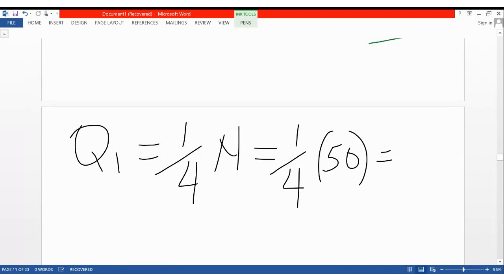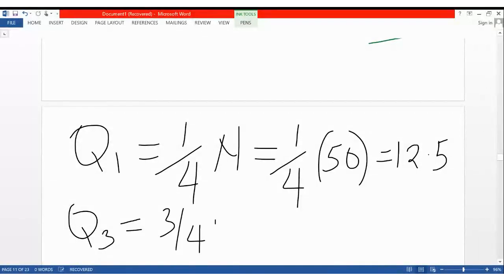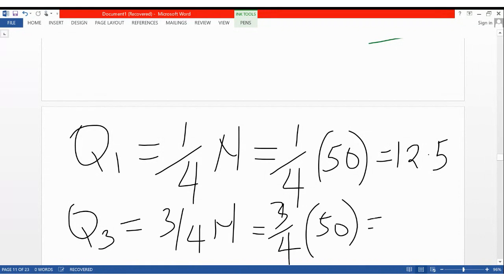Then I'll have Q3. I want to do them at once. Q3 is 3/4 of n, which is 3/4 of 50. I'm getting it as 37.5. So let's go back to the table on the cumulative frequency and trace where 12.5 will fall and where that 37.5 will fall. I'll start with 12.5.